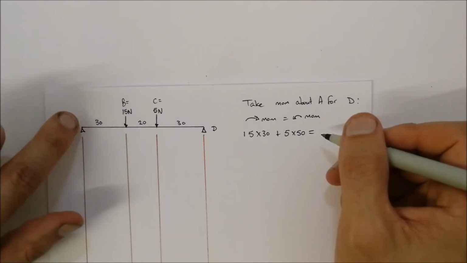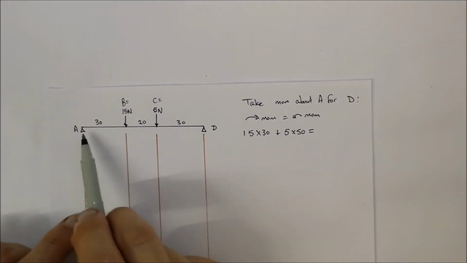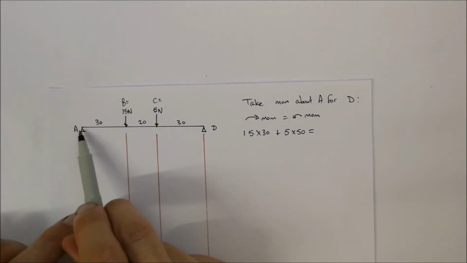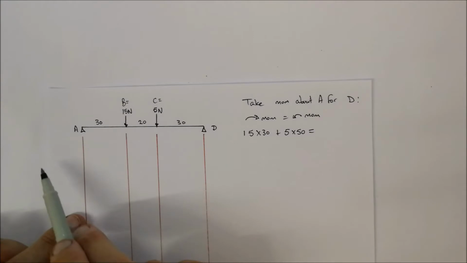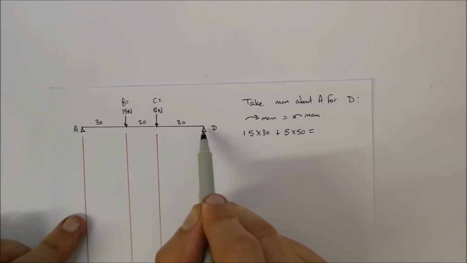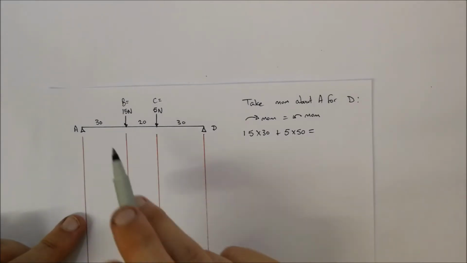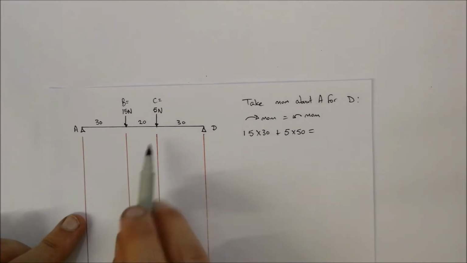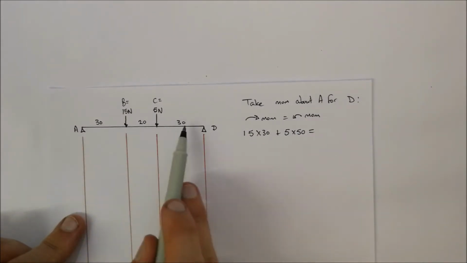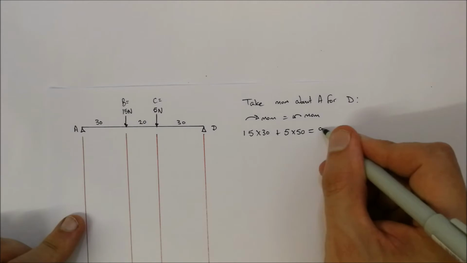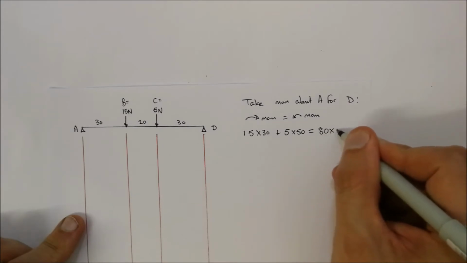So again, if you put your pen on point A and go through all forces going in an anti-clockwise direction, D is the only one that will be doing it. So that will be the distance of 30 plus 20 plus 30, that's 80 meters, multiplied by D.